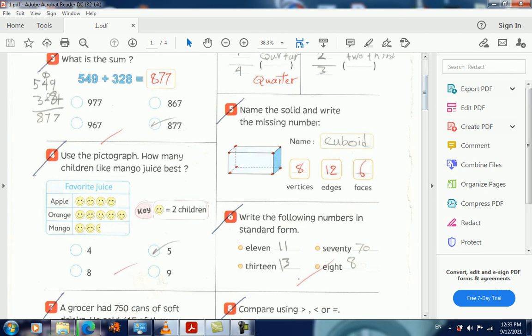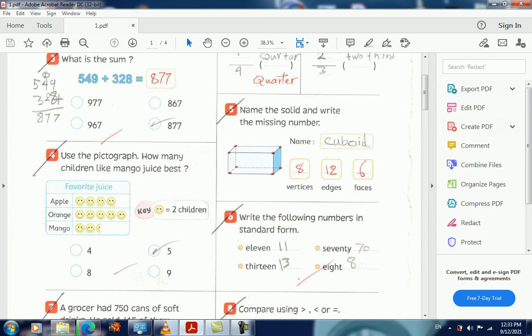Number 4. Use the picture graph. How many children like mango juice best? We have a key that each smiley equals 2 children, and if you go to the mango, you'll find there are 2 complete faces and a half face. So each face is 2, so 2, 4, and 1 because it's half, so the total is 5. So there are 5 children who like mango.